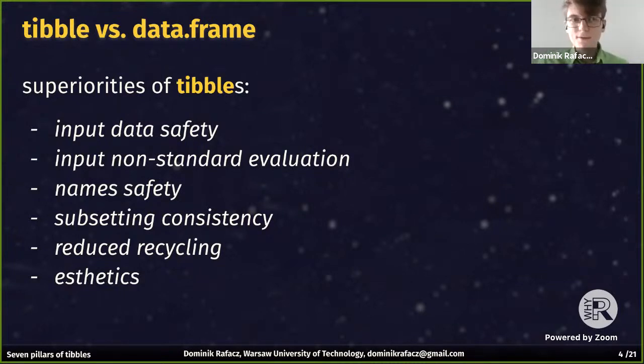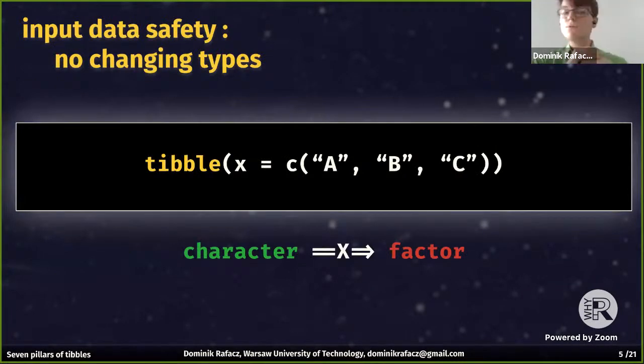Okay, so I want to tell you about the advantages of using tibbles over data frames. Firstly, they provide input data safety, input non-standard evaluation, name safety, subsetting consistency, they reduce recycling, and they have way better aesthetics. Let's dig into these points in detail. Firstly, no changing types.